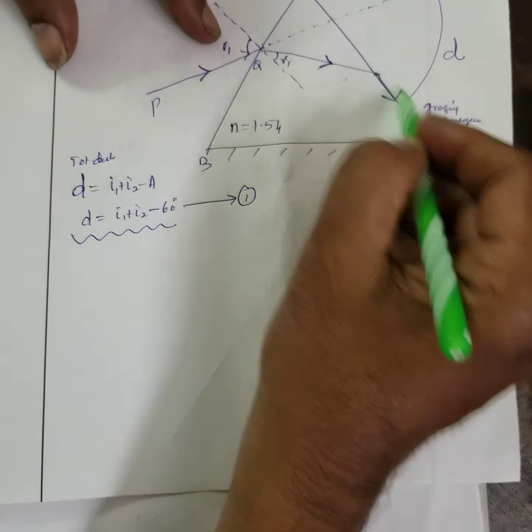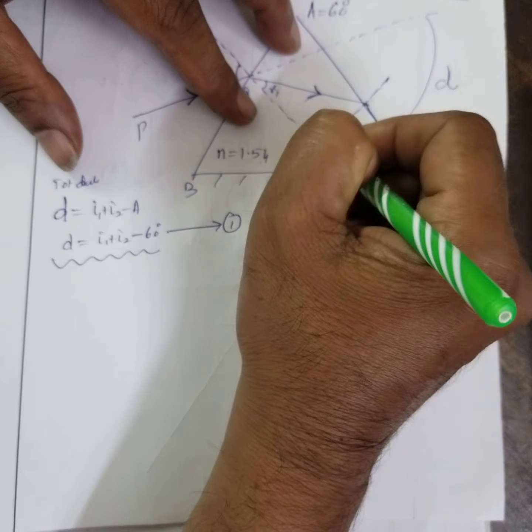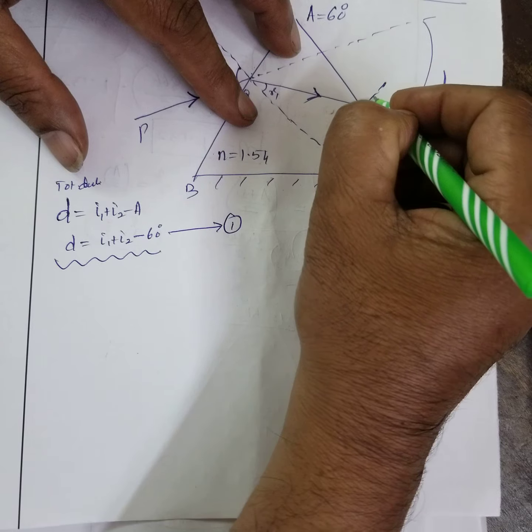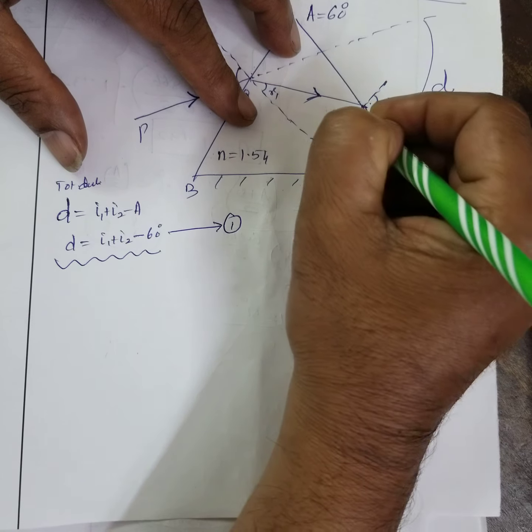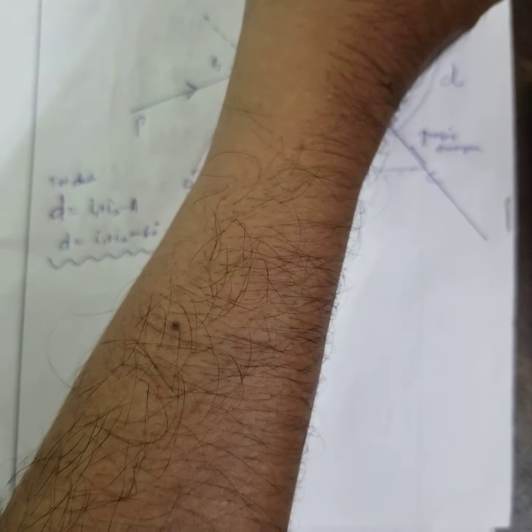Now it is grazing, no? See, at this point, draw a normal. What did I tell already? This is I2. This is R2, correct? When it is grazing, give that one.